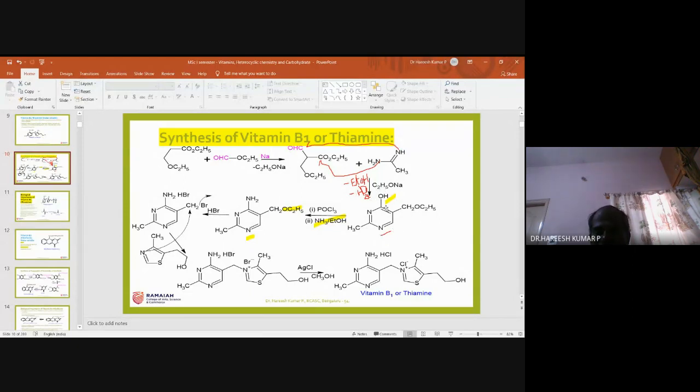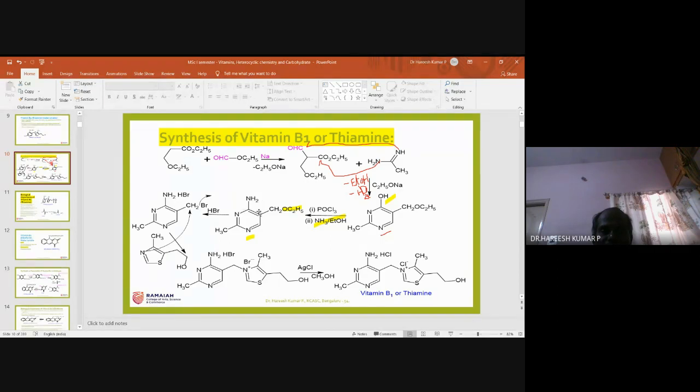In the obtained pyrimidine, a hydroxy group is there. This hydroxy group is subjected to halogenation, that means conversion of alcohol into halide. So here OH is replaced with Cl. The obtained chloro compound is treated with ammonia. Then what will happen? Ammonia replaces the chlorine, forming an amino group.